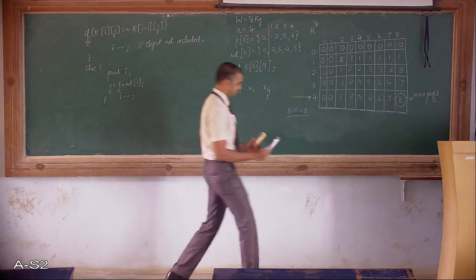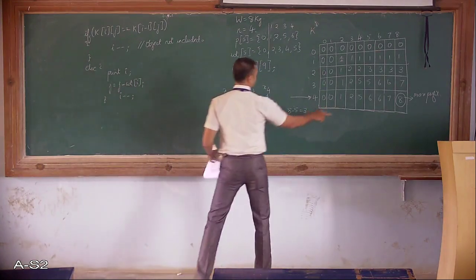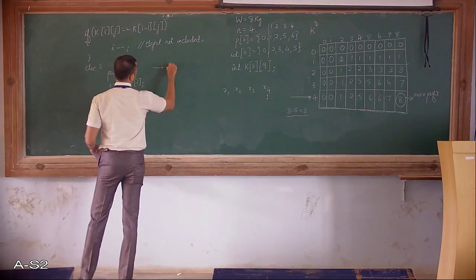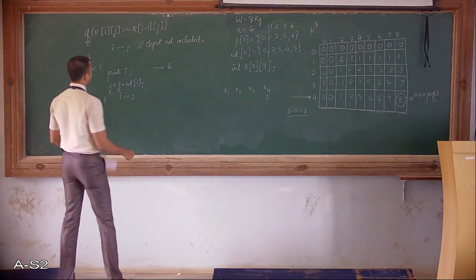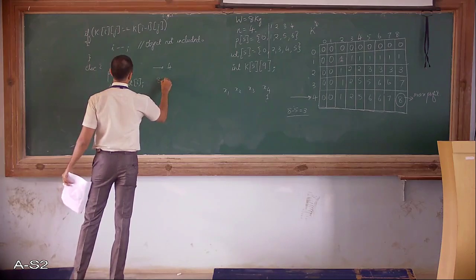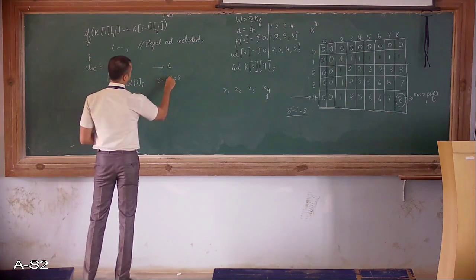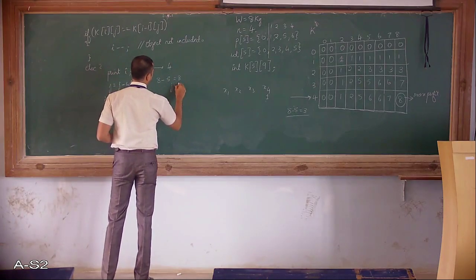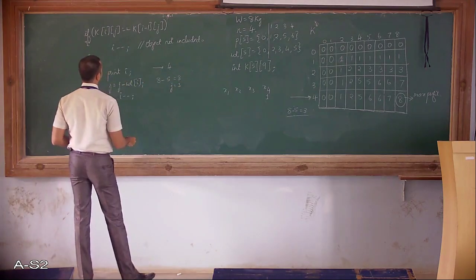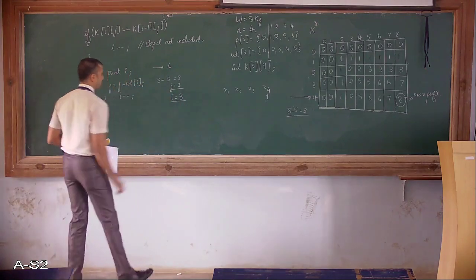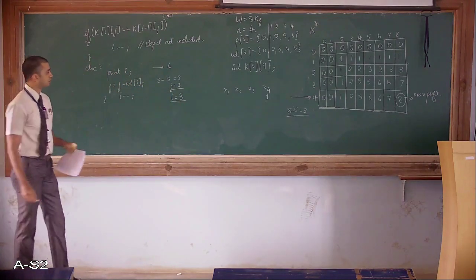Let's see. Now these two values are not equal, so I printed that. I printed row number 4. Next, j is equal to j minus weight of I. 8 minus 5 is equal to 3. So j value is 3. And what is the I value? I value also becomes 3.